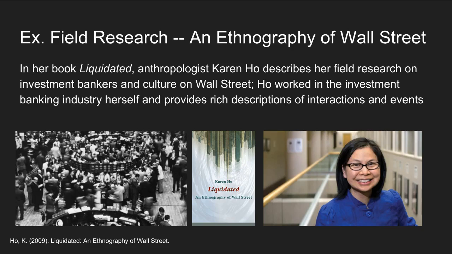One example of field research was an ethnography conducted by the anthropologist Karen Ho. She studied Wall Street, and Wall Street represents a collection of international financial institutions, mainly located in New York City, in Lower Manhattan and Midtown Manhattan. And she studied the people who comprise these institutions.